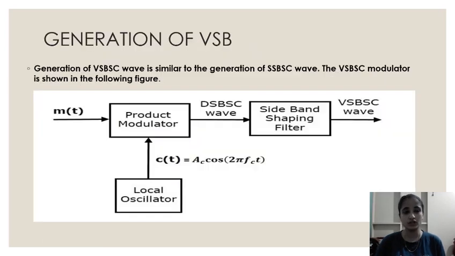Next we move on to the generation of the VSB. Generation of the VSB-SC wave is similar to the generation of the SSB-SC wave. The VSB-SC modulator is shown in the following figure. With the help of the product modulator, we can generate the DSB-SC wave, and then by passing the DSB-SC wave through the sideband shaping filter, we can generate the VSB-SC wave.